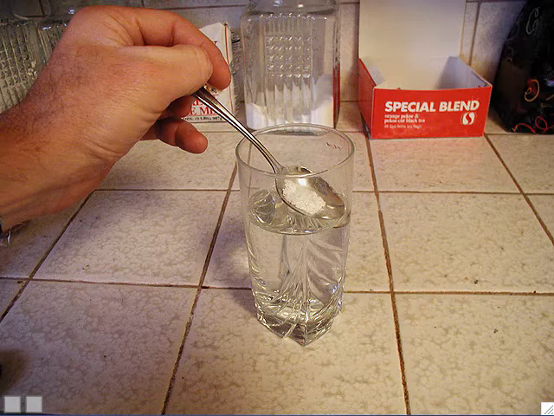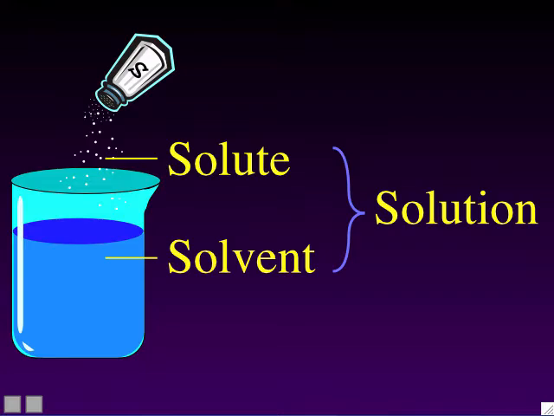Well, there are some special terms that relate to dissolving substances, and this next illustration shows them. There's the salt being dissolved into the beaker of water. One of these three terms that relate to dissolving is solute. Solute just means the substance that is being dissolved, the substance that gets dissolved. So in this example, the salt is the solute.